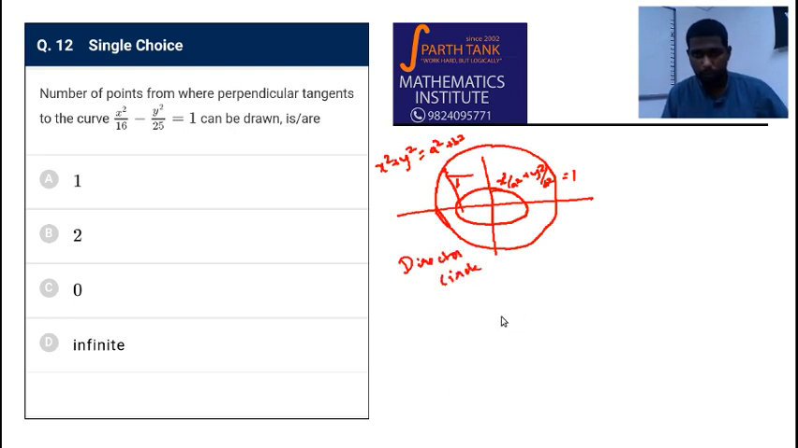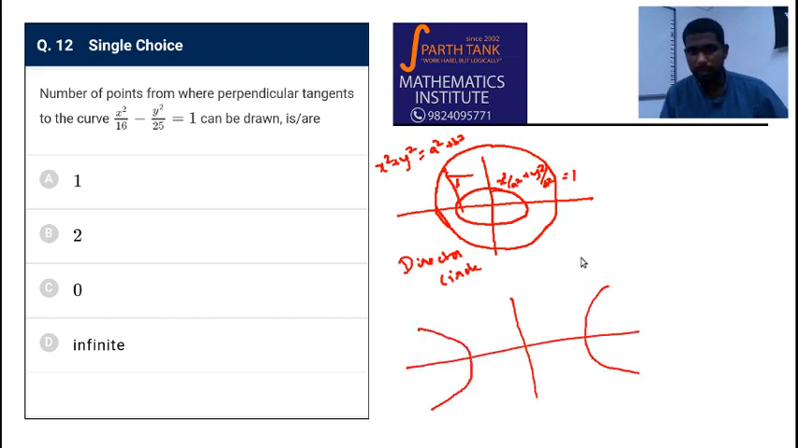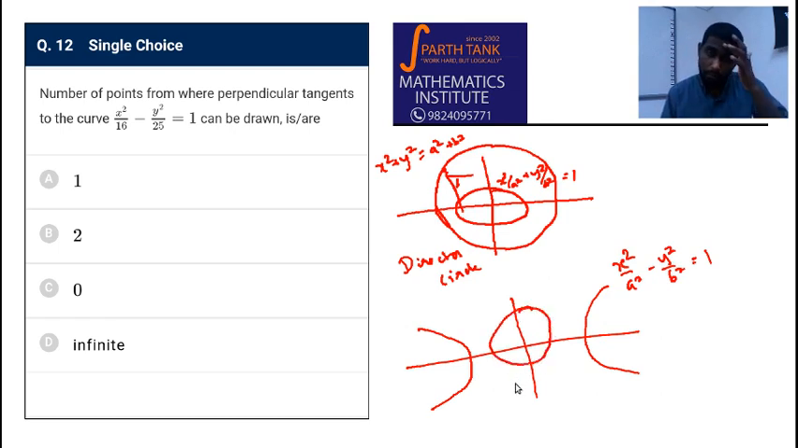Same way for a hyperbola also. If you have a hyperbola of this form, x squared by a squared minus y squared by b squared is 1, then there will be a smaller circle, which is of the form x square plus y square is a squared minus b squared. Now from any point on this circle you will get perpendicular tangents on the hyperbola. So the director circle for an ellipse is x squared plus y squared is equal to a squared plus b squared, and it exists always because it is a positive term.